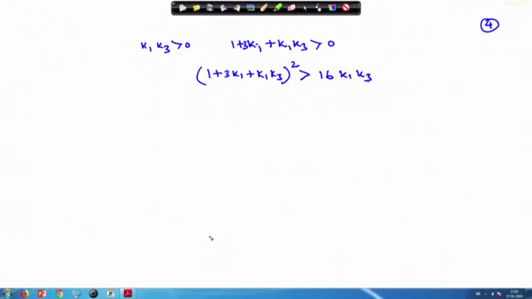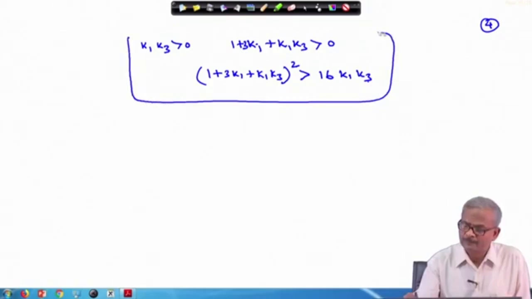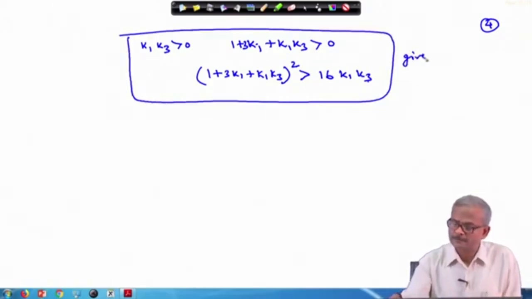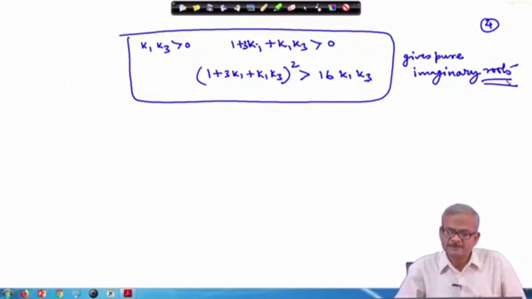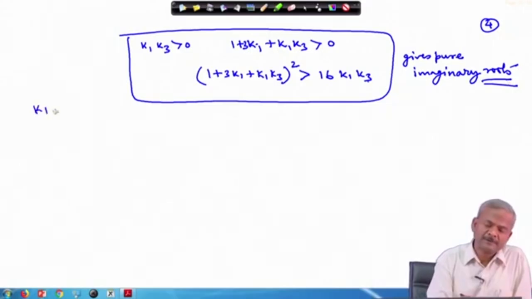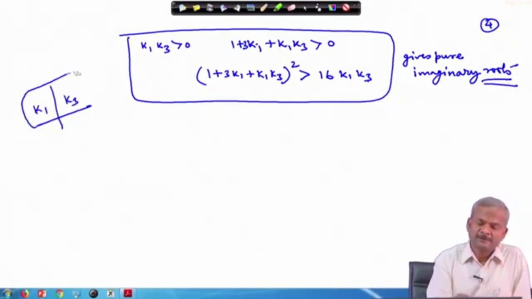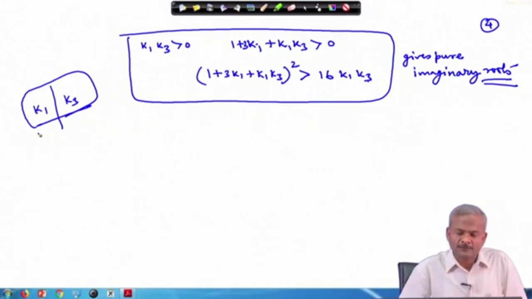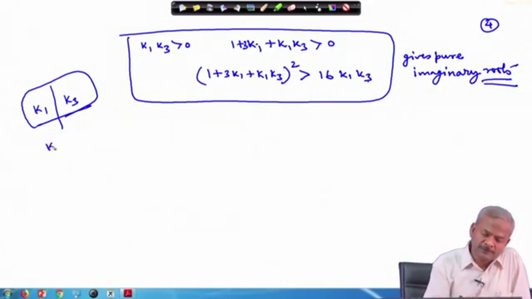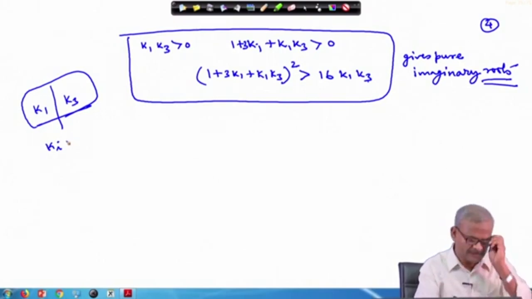Okay, so this gives pure imaginary roots. So we have a total of four imaginary roots. Now we can analyze the system stability from this: under what circumstances, if the value of k1 is something, if the value of k3 is something, how the roll yaw dynamics will look. Together with this, we also have to look at k I. The k I we have defined for the pitch dynamics.